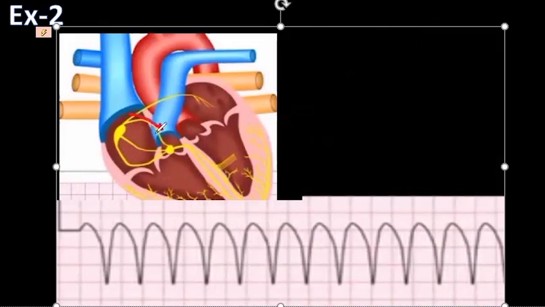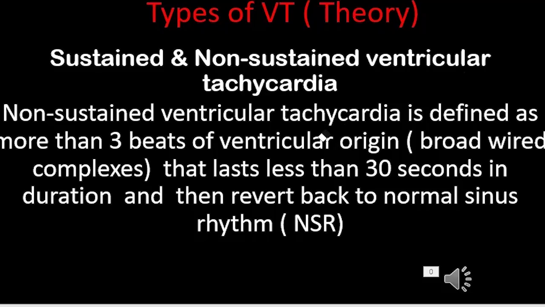Although the normal sinus impulse is there, it will not get traced because it is being suppressed by this ectopic focus. As this ectopic focus fires, it will depolarize the ventricle and there will also be a contraction, but the contraction will be so rapid that the ventricles will not get time to fill. So you will see broad complexes like this: tachycardia, sustained and non-sustained.